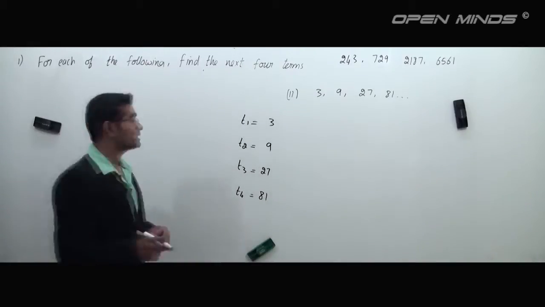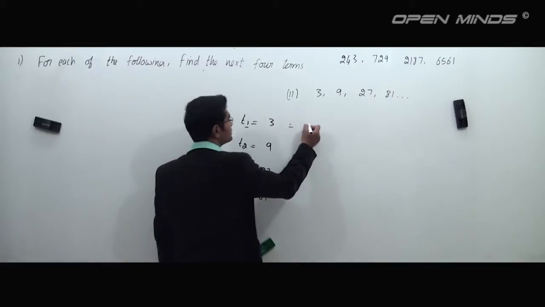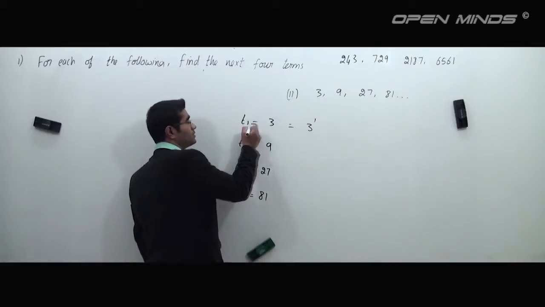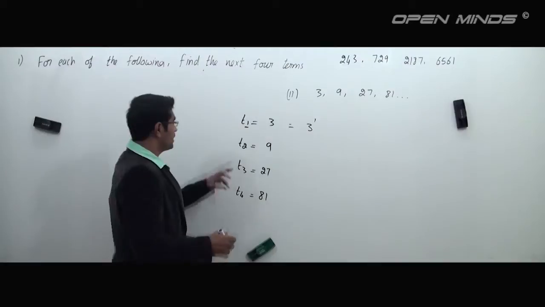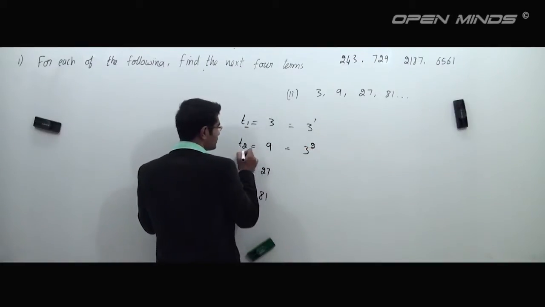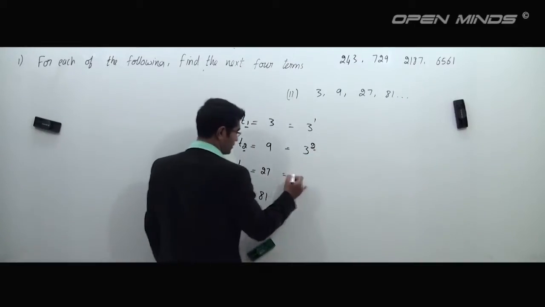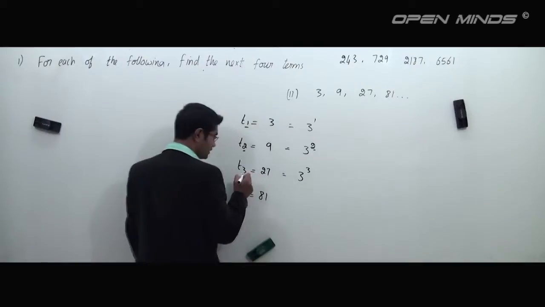Now we need to build a connection between this number and something in the same position on the right-hand side. Can I write this as 3 to the power 1? When I see 1 here, I see 1 here. Okay, how can I write 9? Can I write this as 3 squared? Look at that, there is a 2 here, there is a 2 here. Very good. Now what about this guy? I can write this as 3 cubed. There's a 3 here, there's a 3 here.